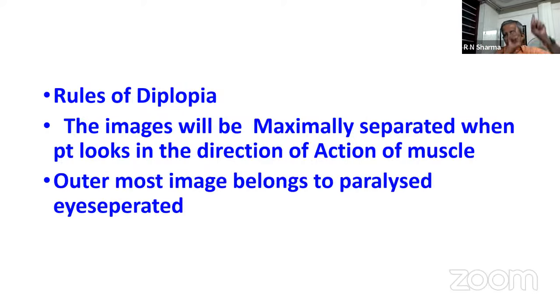Now, if there are two images, the outermost image always belongs to the paralyzed side. If maximum separation is in the left superior quadrant, it is either the left superior rectus or the right inferior oblique. Ask the patient to close one of the eyes. When the patient closes one eye, identify which image disappears. There are two images: my left finger is outside, my right finger is inside. So maximum separation of images occurs in the left superior quadrant.